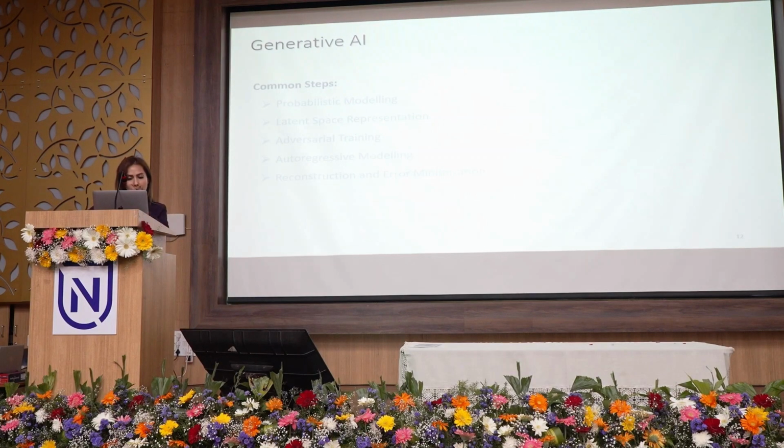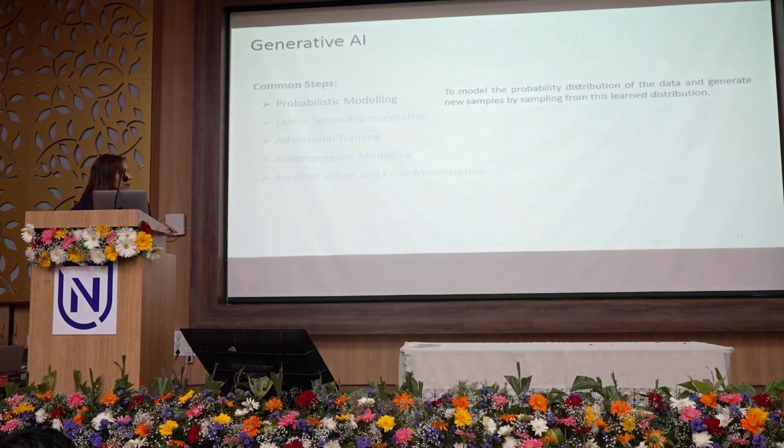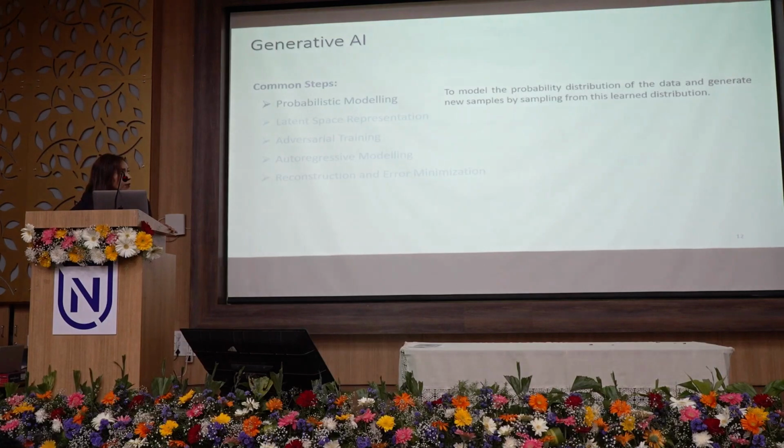So basically, the working principle of generative models depends very much on the specific type of model that they use, but there are some common steps, as you can see here. The first one is probabilistic modeling, and the aim of that is to model the probability distribution of the data and generate new samples by sampling from a learned distribution. And the distribution can be different based on the data, if it's discrete or if it's continuous.